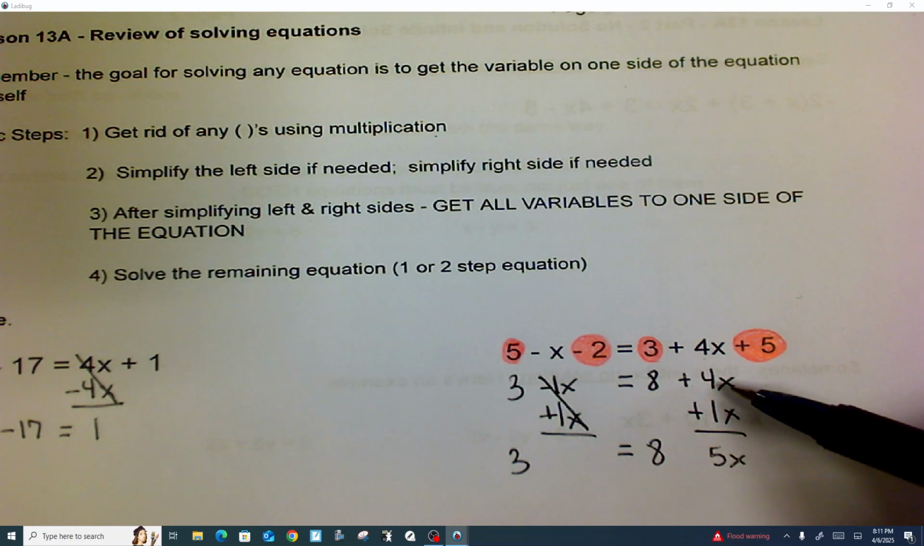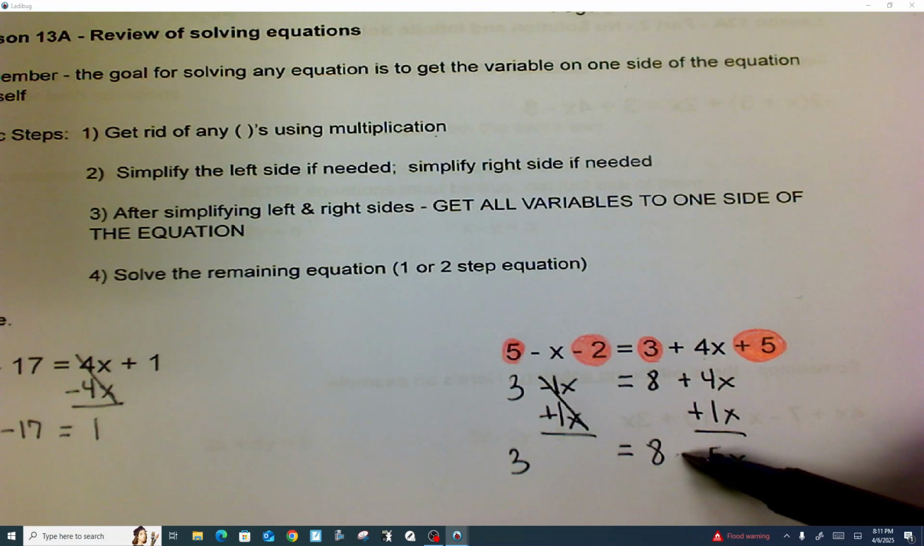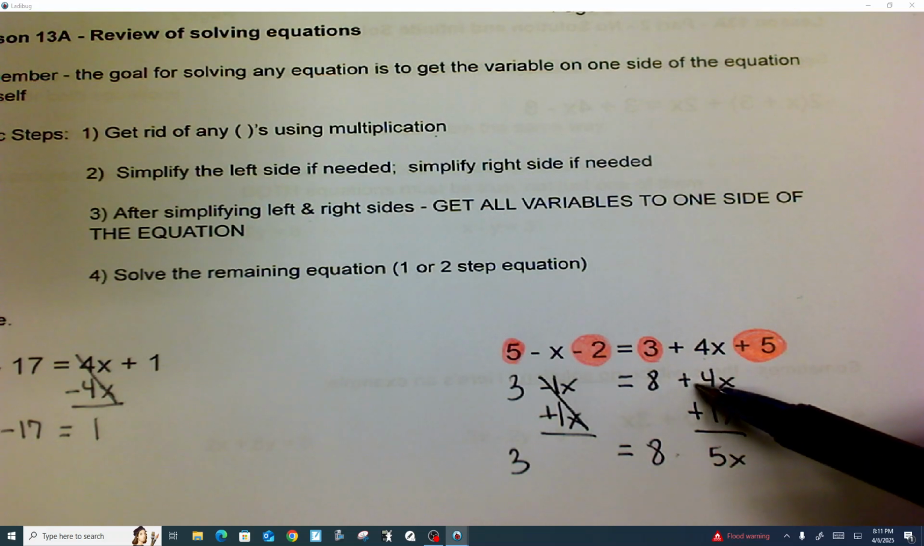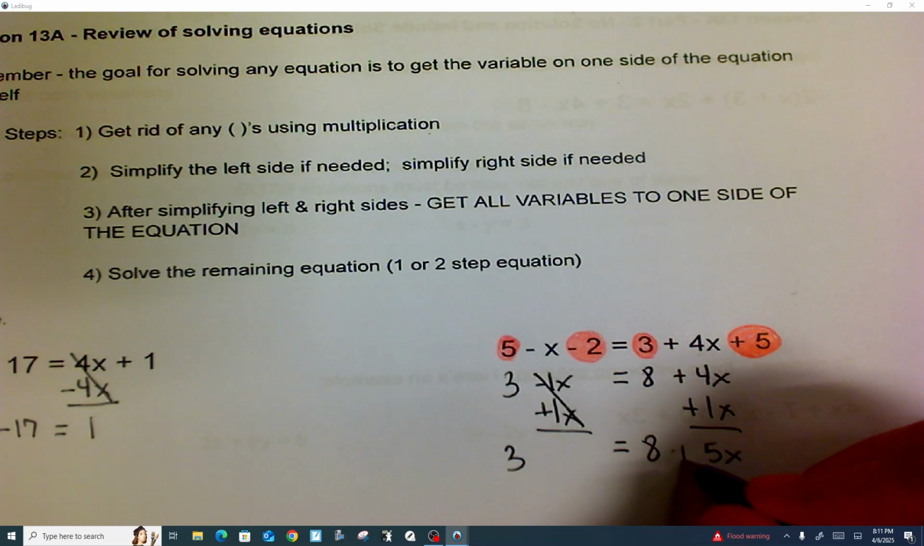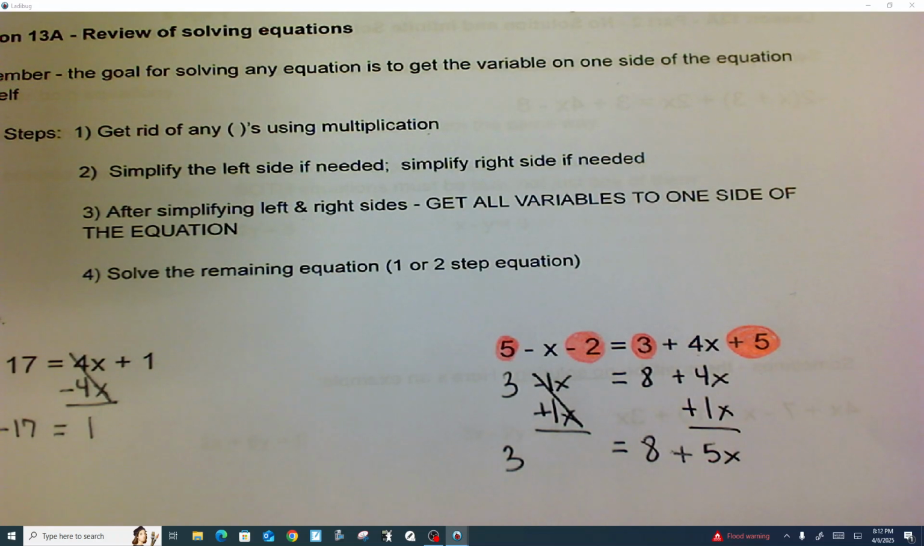Now, the decision that you have to make here is, do I put a plus sign or a minus sign in front of this 5x? Because 4 plus 1 is 5. Well, since it's positive, use a plus sign there. Okay? So we've got all our variables to one side.